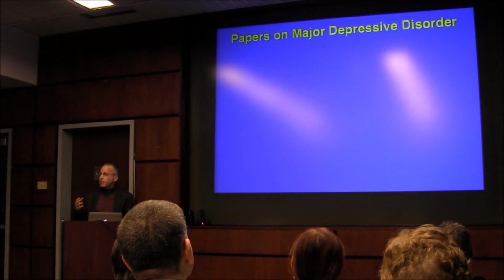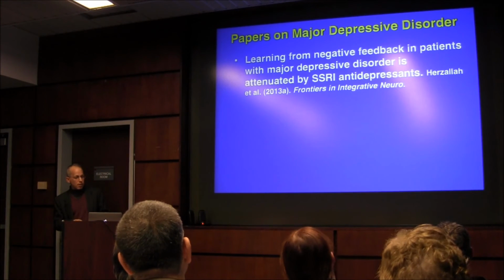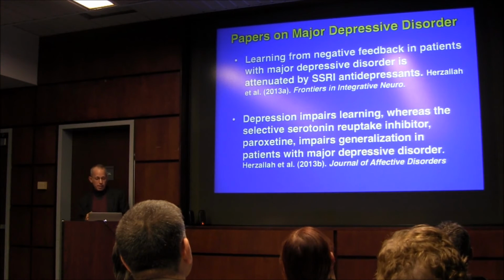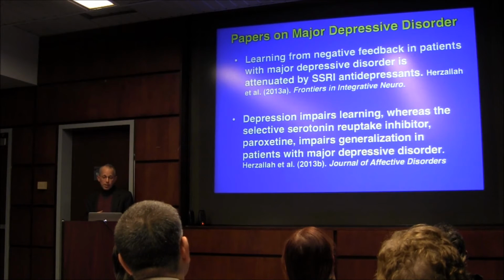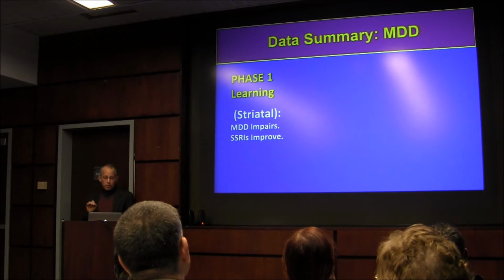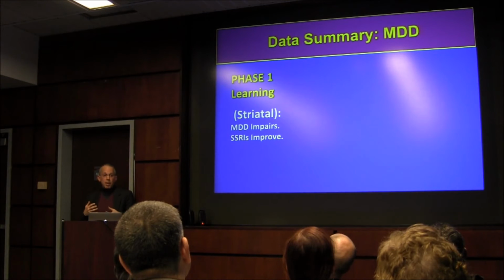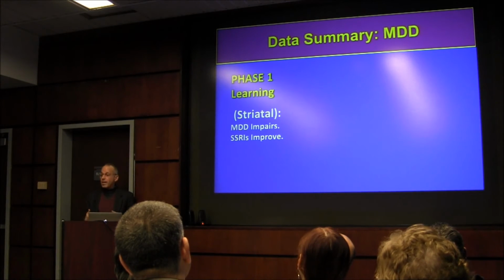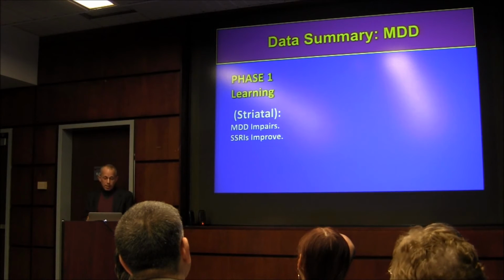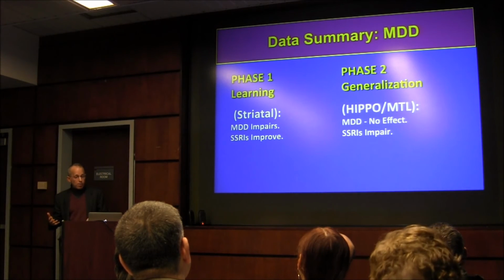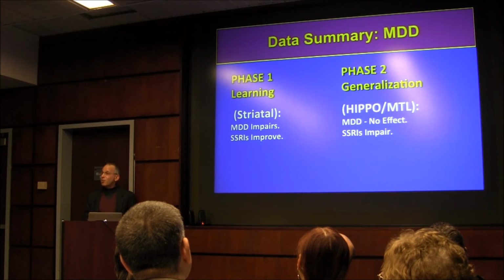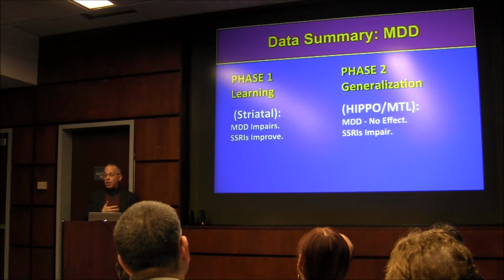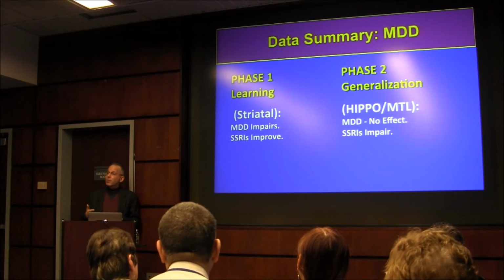And so far there are 2 papers on major depressive disorder, one on learning from negative feedback in patients, and the other on how depression affects learning and SSRIs affect generalization. A brief summary of the results is that in learning we find that depression impairs the striatal components of these tasks, but that SSRIs improve it. They remediate that deficit. In contrast, in the generalization tasks, we find that there's no effect of generalization in those who are de novo depressed, but once they're put on SSRIs, it creates a new impairment. So just like the dopamine agonists create new impairments in cognition in Parkinson's, SSRIs seem to create specific generalization impairments.